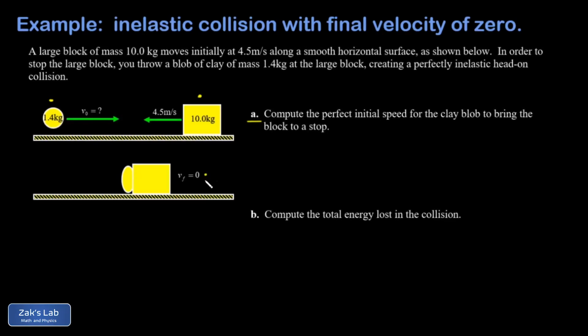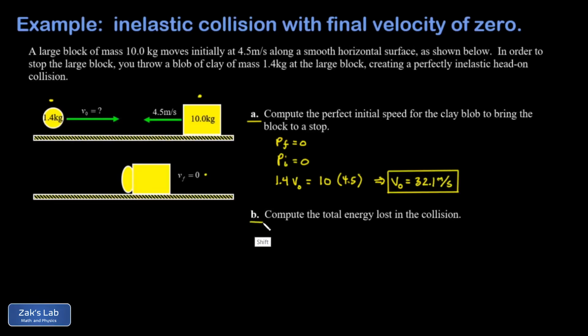Well, if my final state has a velocity of 0, that means the total momentum in my final state is 0. And that means the total momentum in my initial state must be 0, since momentum is a conserved quantity. And that means the rightward momentum of the clay blob, which is 1.4 kilograms times its initial speed, must be equal to the leftward momentum of the block. And that's a mass of 10 kilograms times a speed of 4.5 meters per second. We quickly solve for V0. To 3 sig figs, we've got 32.1 meters per second for the perfect speed to throw that clay blob to bring everything to a stop.